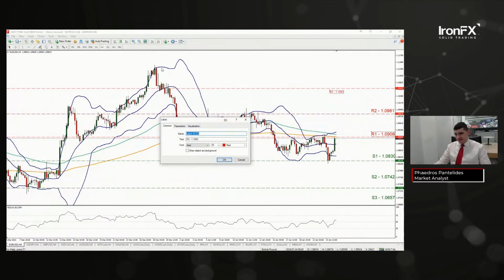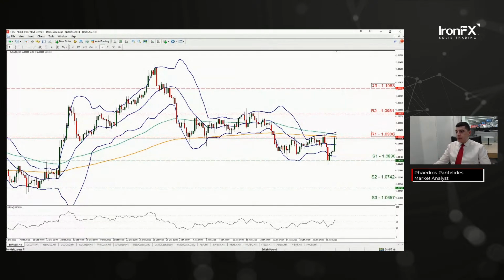It's before, too high, and still a valid resistance level. So I said that if it fails to break above R1, it could move in a sideways fashion. And what do I mean by that? Well, the RSI is at 55, so it does imply a neutral market sentiment. The narrowing of the Bollinger Bands implies low market volatility.